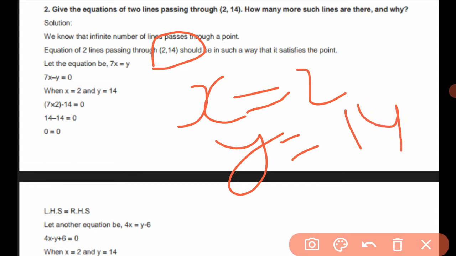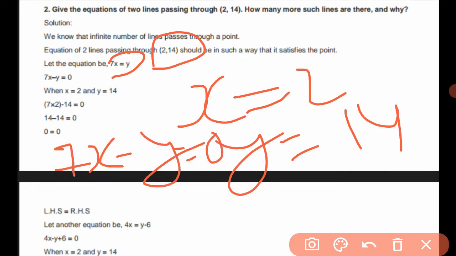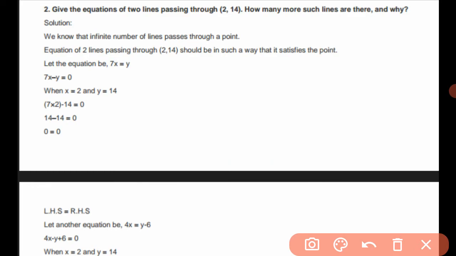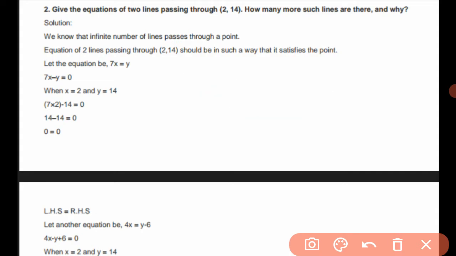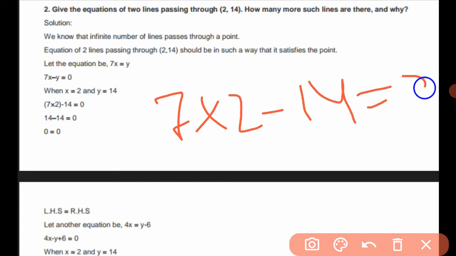So when we represent this equation, suppose 7x equals y. So 7x equals y means 7x minus y equals 0. In this, when we put x equals 2 and y equals 14, we get 7 into 2 minus 14. 7 into x means 7 into 2, and minus 14 should equal 0. So it will be 0 equals 0.